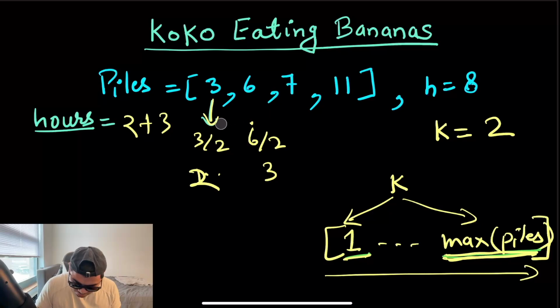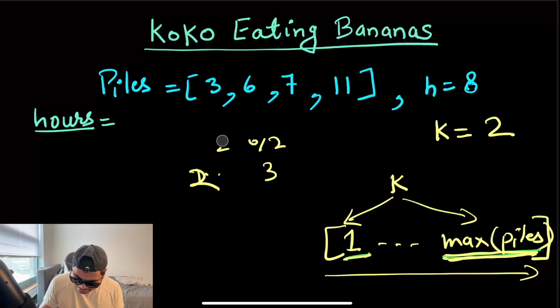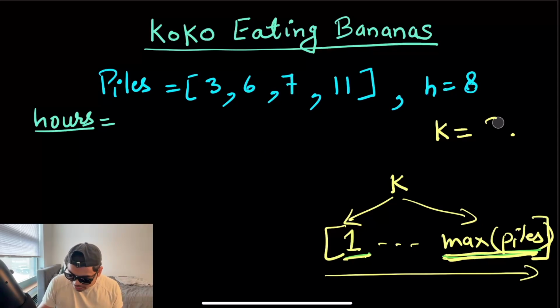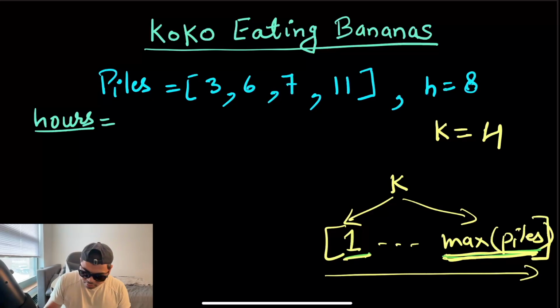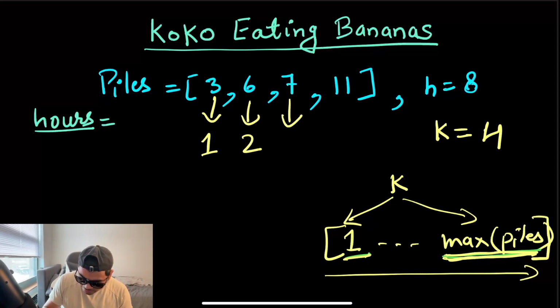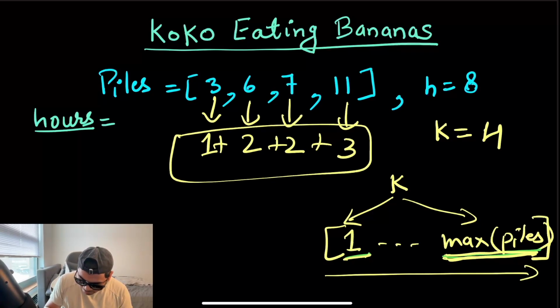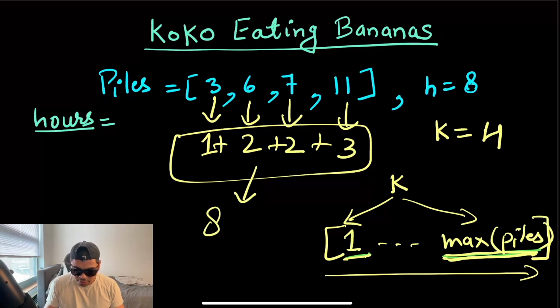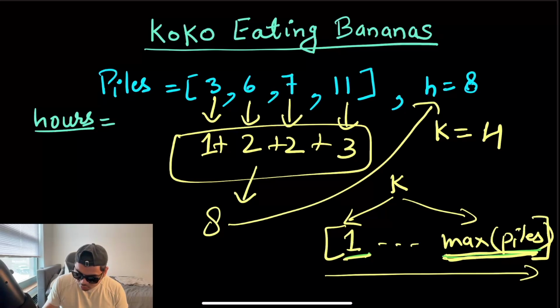What really happens is when we get to k as 4, that's when we realize this pile we have just finished in 1 hour. This pile we have finished, 6 by 4, in 2 hours. This pile we finished in 2 hours, and this pile we finished in 3 hours. So if you sum that up, it gives us 8: 2, 2, 1, and 3, 8. Now this is equal to our hours given, when the guards will be back.